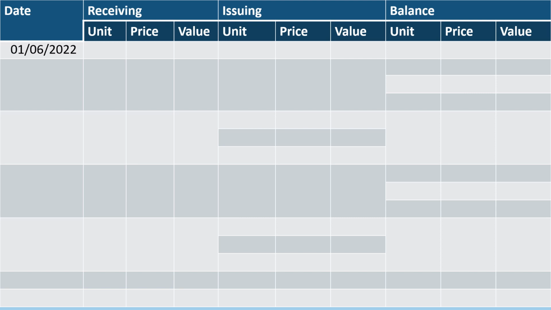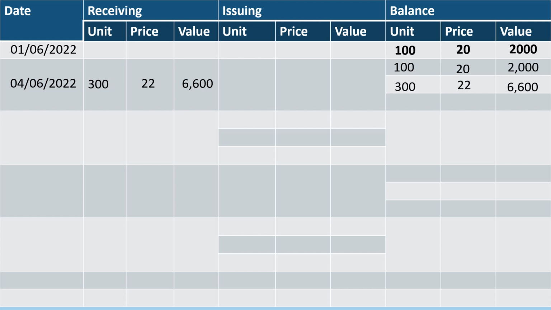First, on June 1st, we have to put the opening balance of 100 units at 20 rupees. So the value would be 2000. Then on 4th of June, we are receiving 300 at 22, giving a total of 6600. So when you add the 100 units with these 300 units, altogether we are getting 400 units and the value would be 8600, by adding 2000 and 6600.